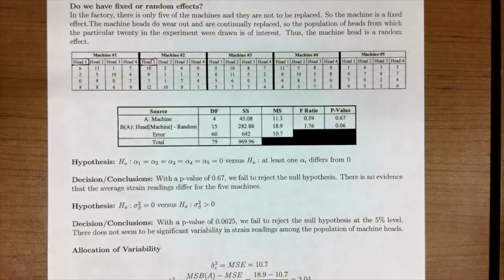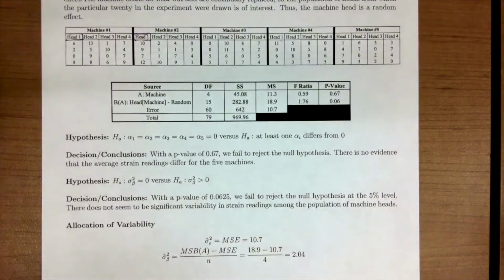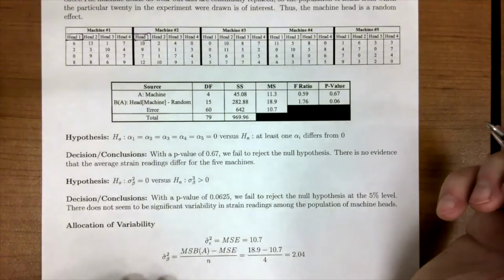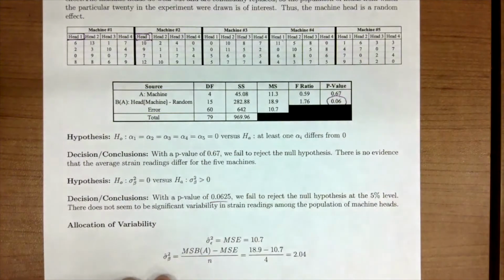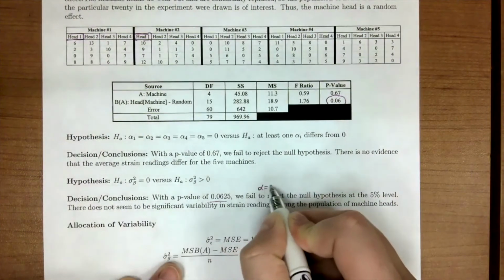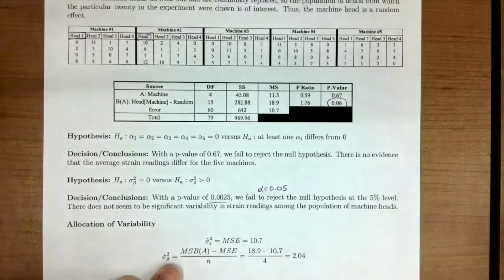The next thing we might be interested in is whether there is variability among the machine heads. So our hypothesis is this. Then we got a p-value right here, which I shortened up. Again, since we have an alpha of 0.05, we're going to fail to reject the null. And so there doesn't seem to be significant variability in the strands among the population of machine heads.